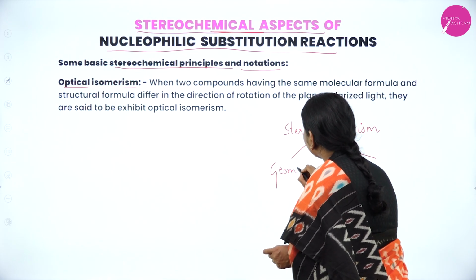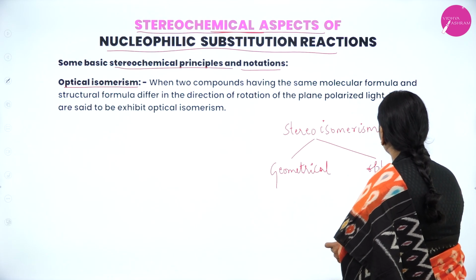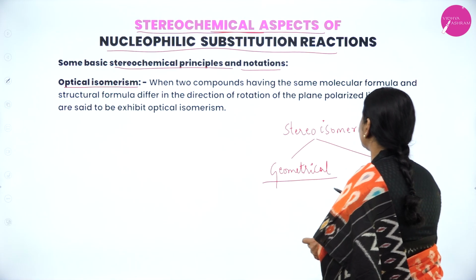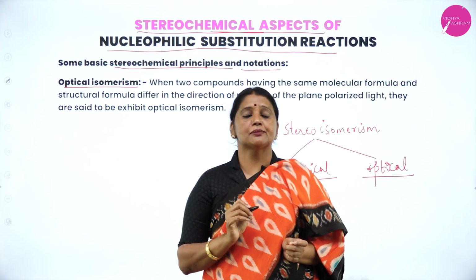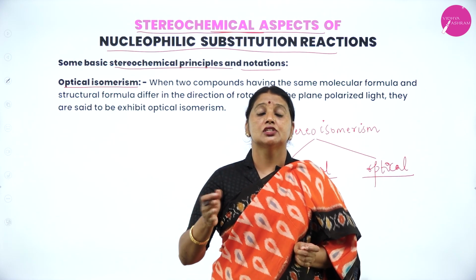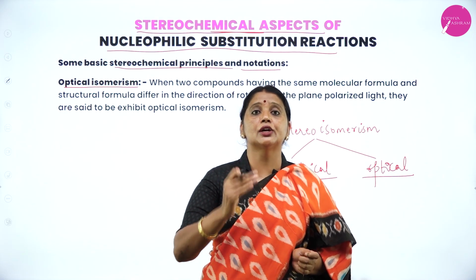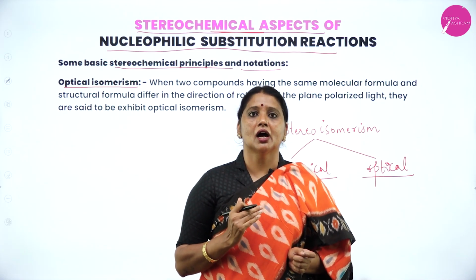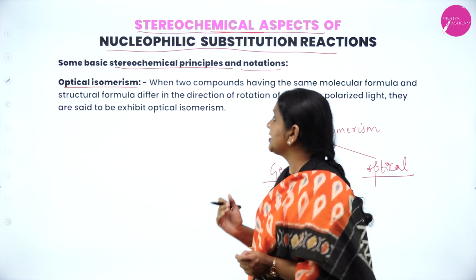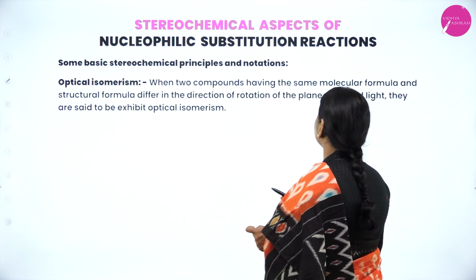One is geometrical isomerism. The second one is optical isomerism. What are the 2 types of stereoisomerism? Geometrical isomerism and optical isomerism. Geometrical isomerism we studied in the first PUC, under the hydrocarbon chapter. Now in second PUC, we are going to study optical isomerism.